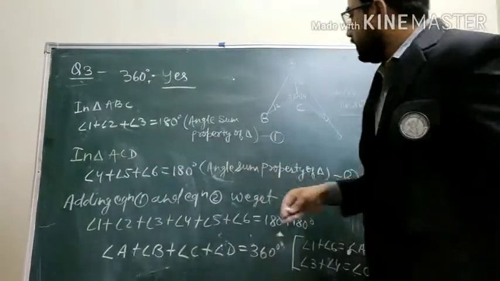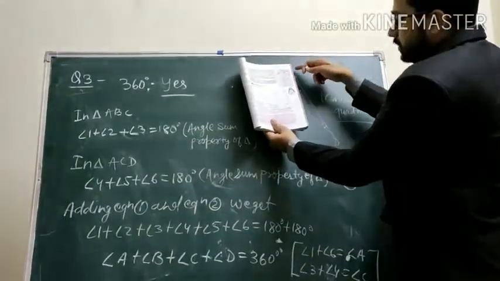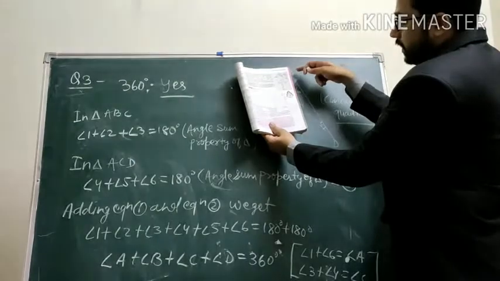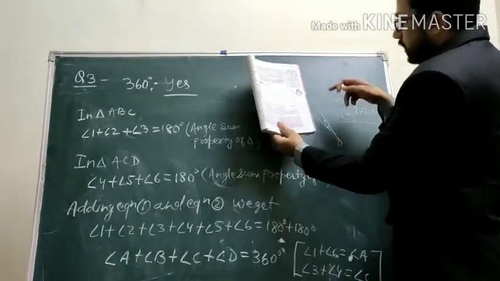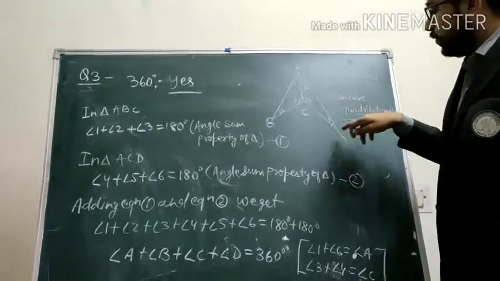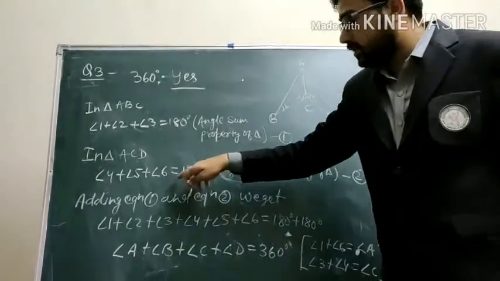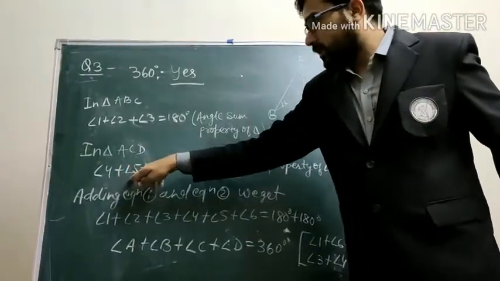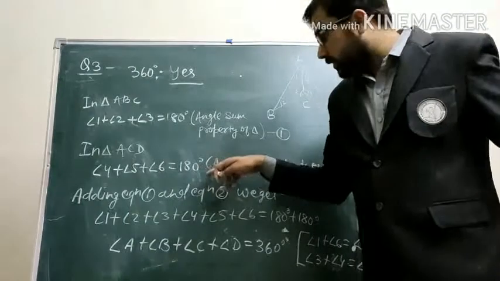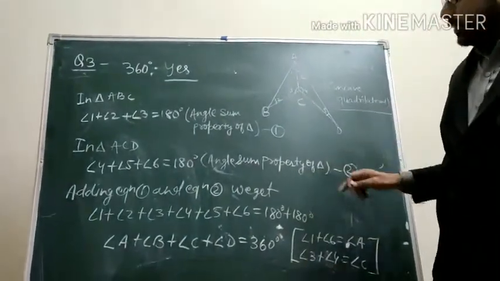In triangle ACD, you can see only this triangle ACD. In this triangle, angle 4, angle 5 and angle 6 are there. Angle 4 plus angle 5 plus angle 6 equals 180 degrees. Angle sum property of triangle.